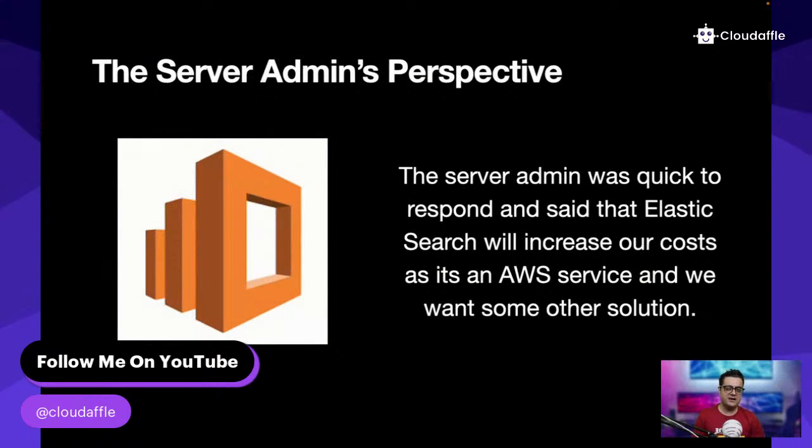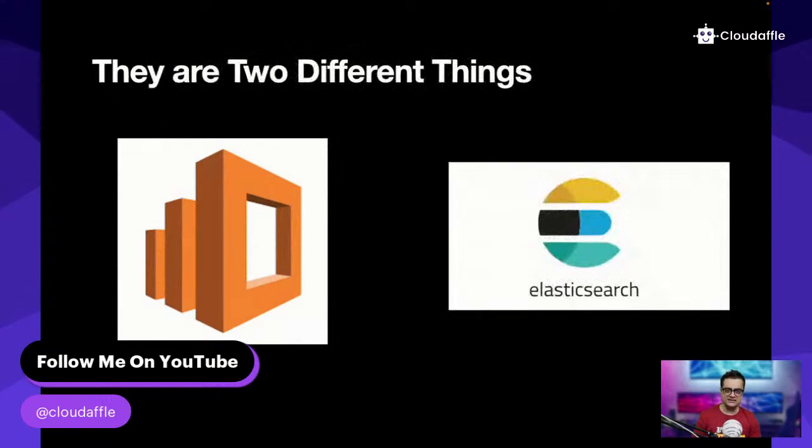The server admin got offended. He was already out of budget for the cloud computing money that we were burning on AWS. So he quickly responded and said that Elasticsearch would increase our costs as it's an AWS service. Now you can imagine the tragedy of the situation, that Elasticsearch is actually an open source project.